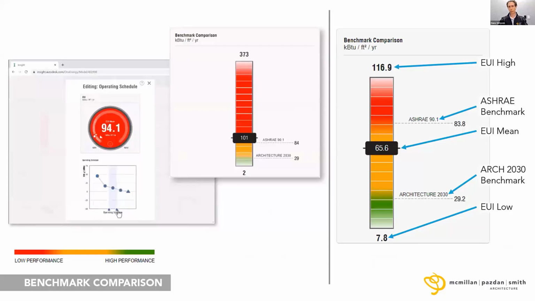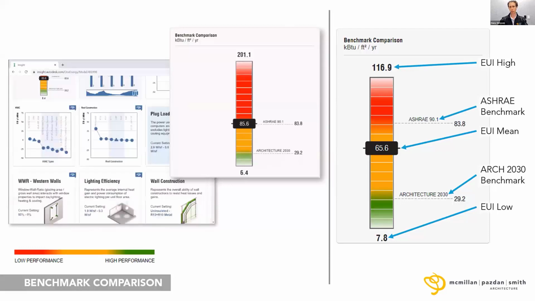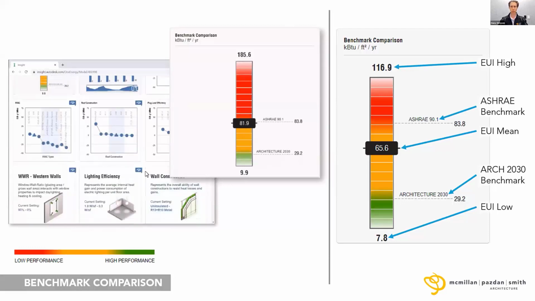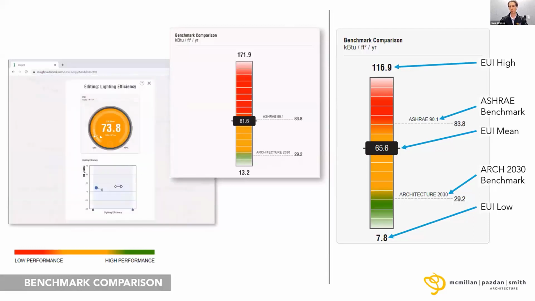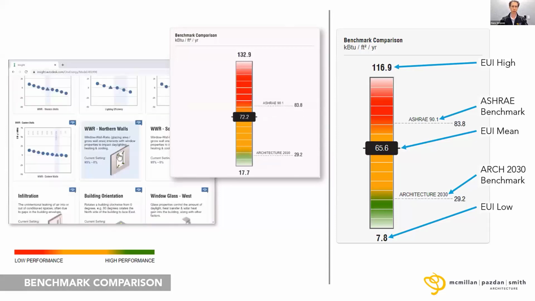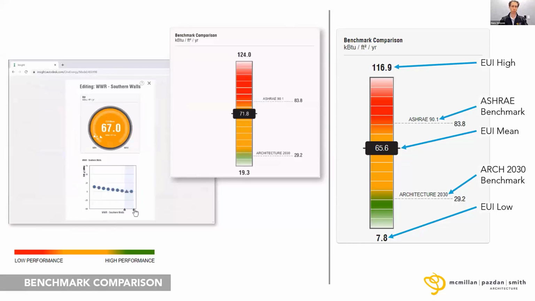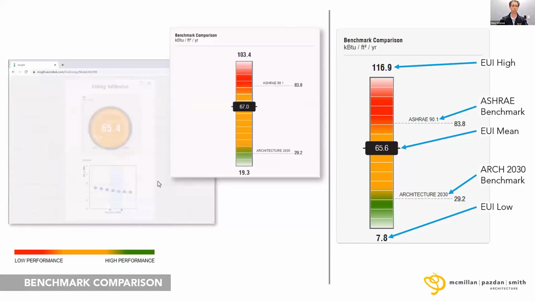Within each of these benchmark comparisons, you can see the highs and lows for your energy performance, what the mean is going to be, and where you sit based off the ASHRAE 90.1 and the Architecture 2030. And this is going to be specific to each one of your buildings.